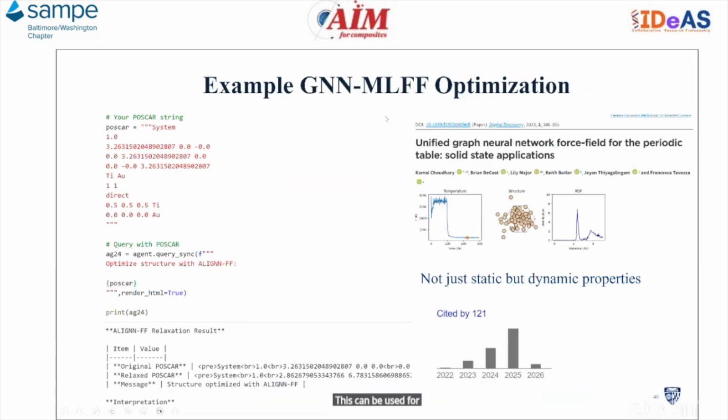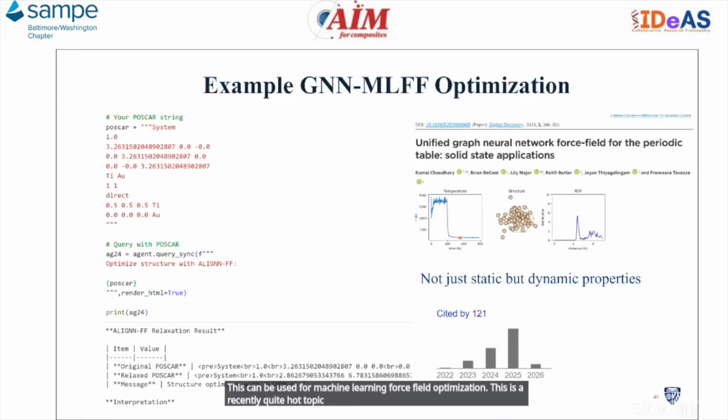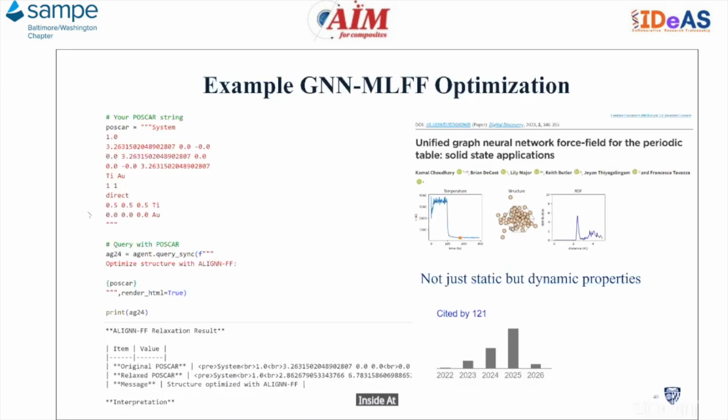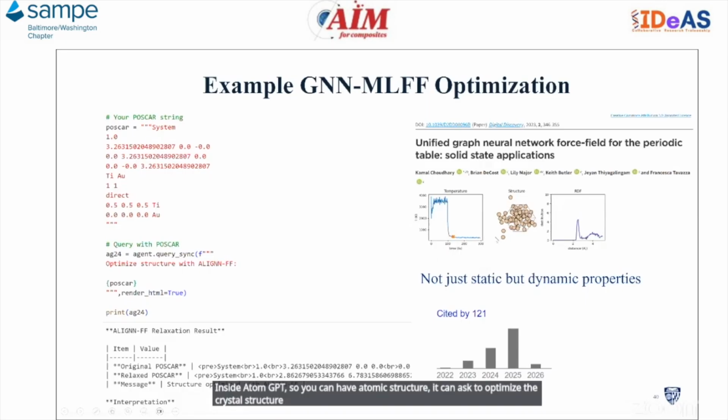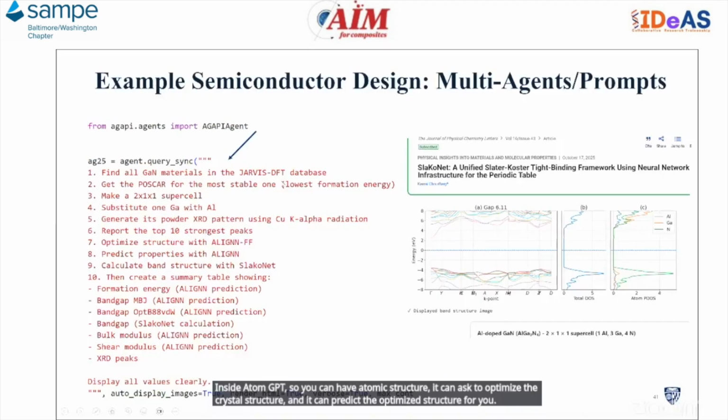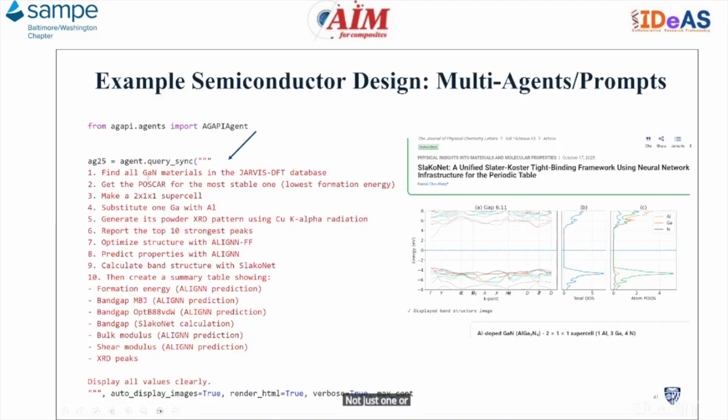This can be used for machine learning force field optimization. This is a recently quite hot topic for computational materials science. So we built one of the first universal or unified machine learning force fields called ALIGNN-FF, and it's now integrated in an agentic way inside AtomGPT. So you can have an atomic structure, ask it to optimize the crystal structure, and it can predict the optimized structure for you. Not just one or two stages, you can see up to 10 stages.